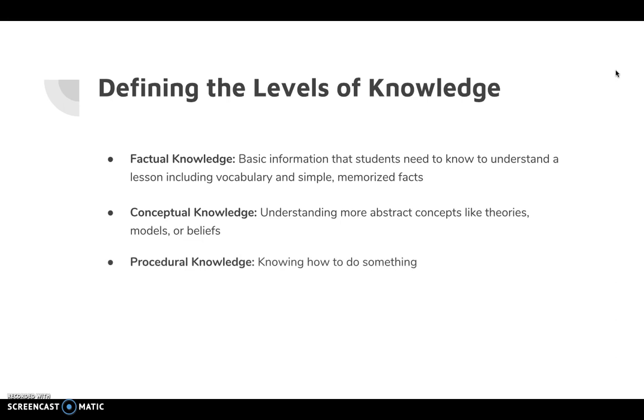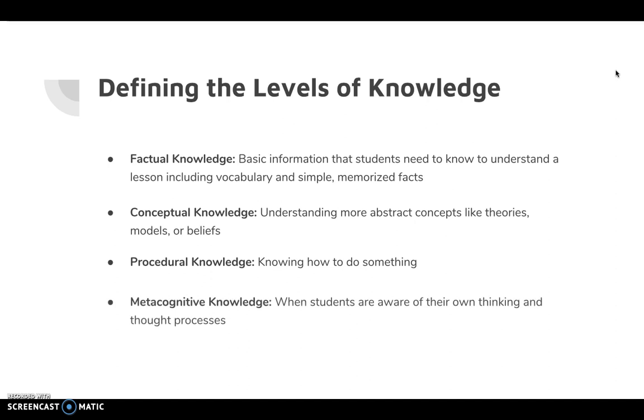The 3rd level of knowledge is procedural knowledge, which is the knowledge of how to do something, as well as the knowledge of when to use certain processes or methods. This type of knowledge could include knowing how to balance a chemical equation, or knowing if an argumentative or informative writing style would be more effective.